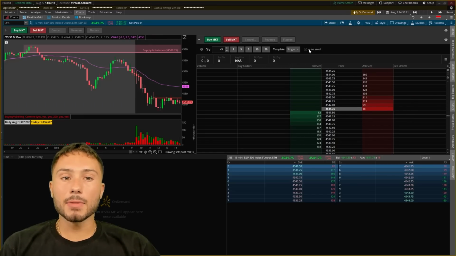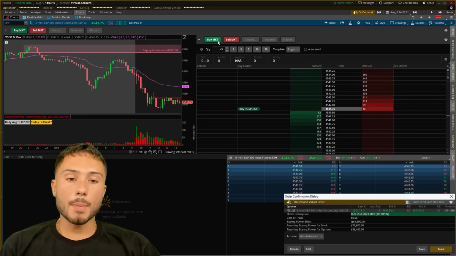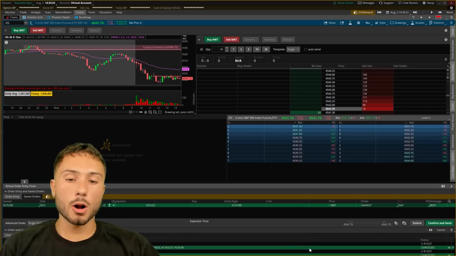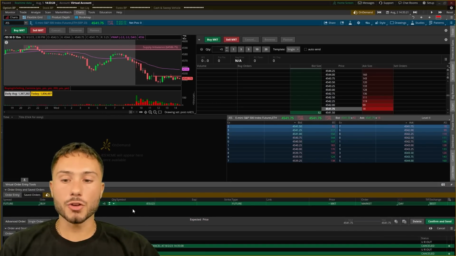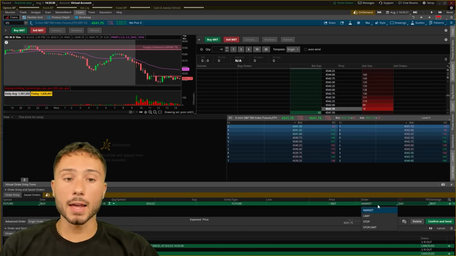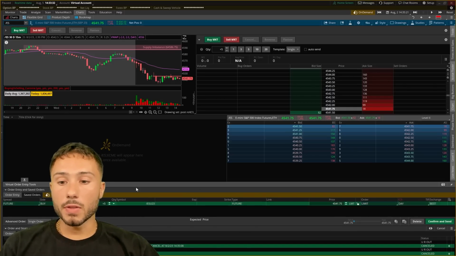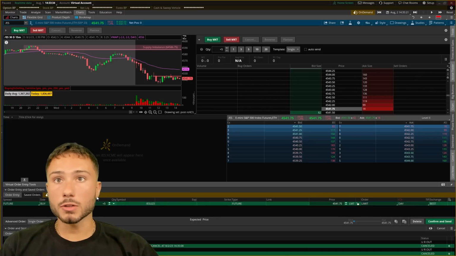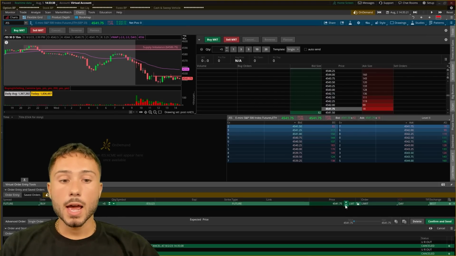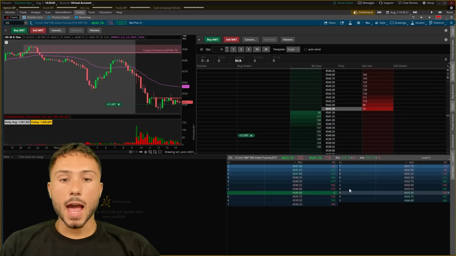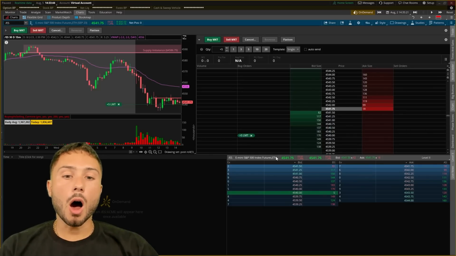But to validate this claim even further, what I'm going to do is put a limit order on the market of 5 contracts. So a lot of you probably buy and sell with a limit order because you are specifying what price you want to get in at. So in this example, I'm going to look to purchase 5 contracts via a limit order at 4540. I'm going to confirm and send it, and you're going to see my order now on the order book.